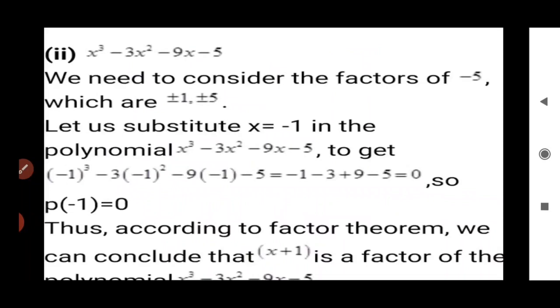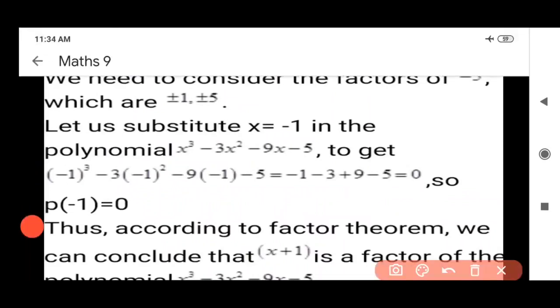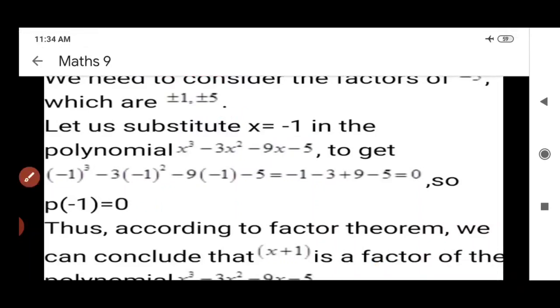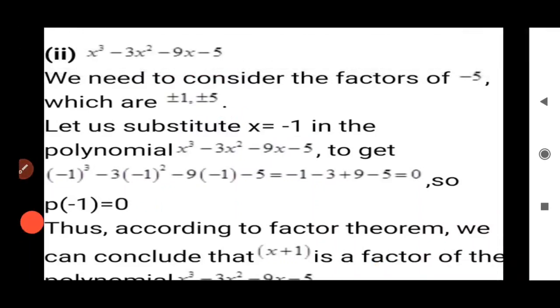Sum number 2. x cube minus 3x squared minus 9x minus 5. Now we want to factorize the given polynomial. The given polynomial is a cubic polynomial, so first we find one factor of the polynomial. The constant term is minus 5, and the factors of minus 5 are plus or minus 1 and 5. So we substitute x is equal to minus 1, and we get 0, so p of minus 1 is 0. So x plus 1 is one of the factors of the polynomial p of x.